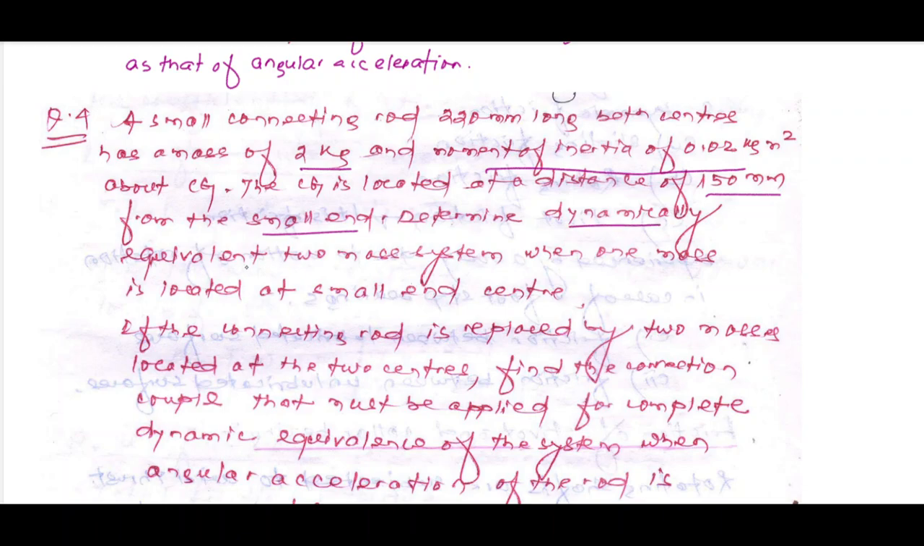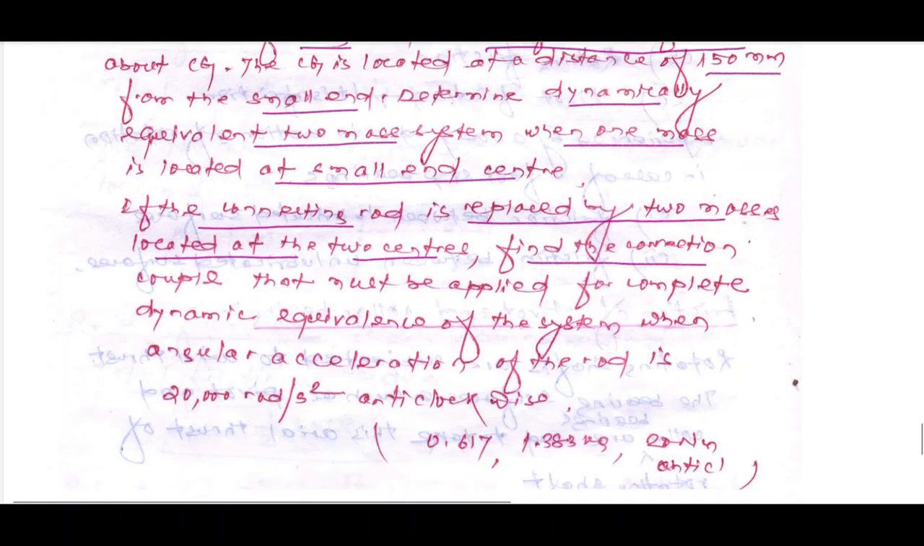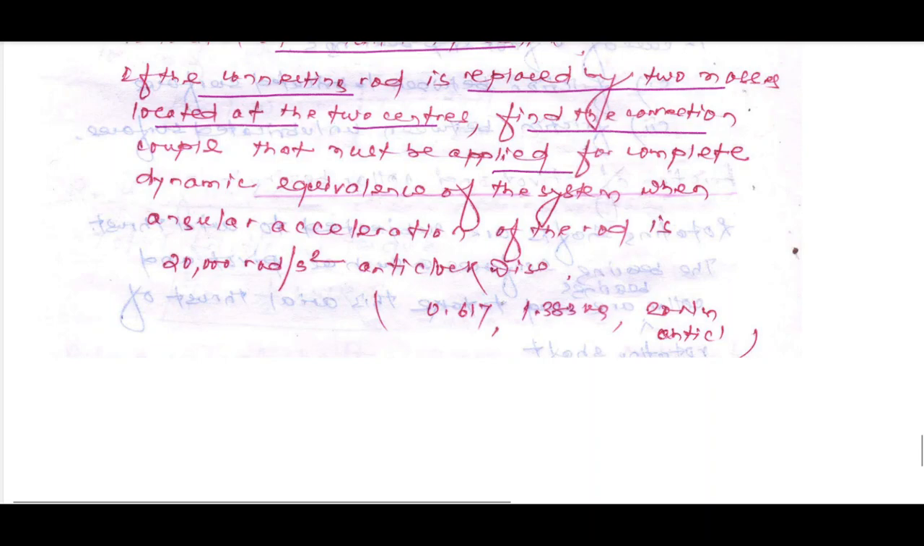Determine the dynamically equivalent two mass system when one mass is located at small end center. If the connecting rod is replaced by two masses located at the two centers, find the correction couple that must be applied for the complete dynamic equivalence of the system when the angular acceleration of the rod is given 20,000 radian per second square anti-clockwise. The answers will be this. Okay, but you try to solve and let me know the answer, how much you are getting.